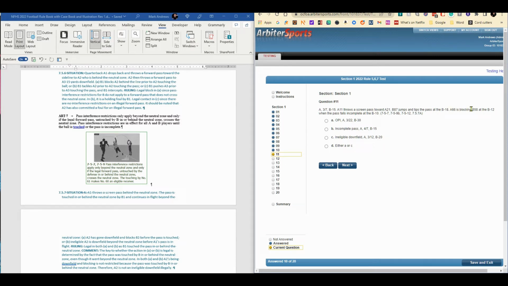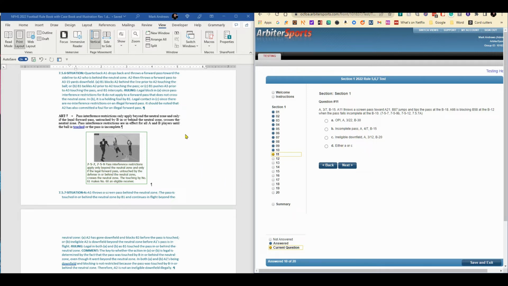A66 is blocking B58 at the B12. Now notice the B12 is where he's blocking. The line of scrimmage is the B15. So technically he is an ineligible receiver downfield. The pass falls incomplete at the B10. So what do we have? Do we have OPI? Do we have an incomplete pass, ineligible downfield, or OPI and ineligible downfield?